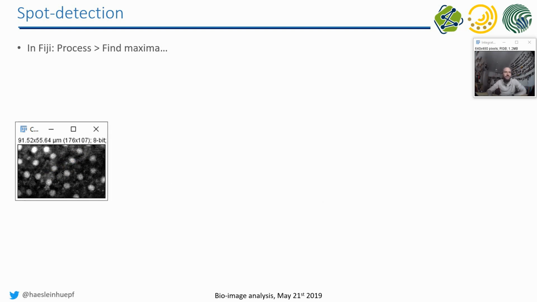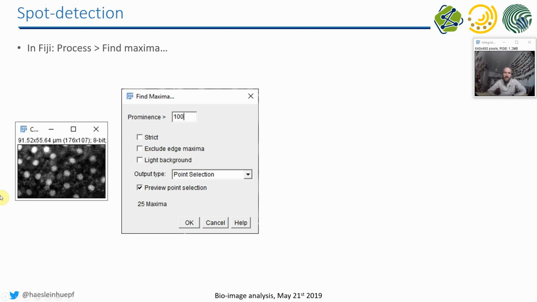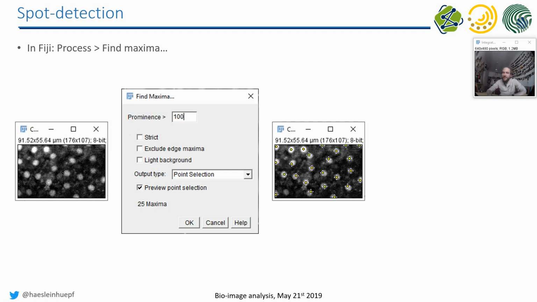In Fiji, for example, there's an algorithm called find maxima, where you enter the prominence. I think they recently renamed it. It was tolerance until a year ago, and then they renamed it. They now call it prominence, but it is basically the same parameter, a threshold. And depending on what value you enter, so here I entered 100, and you see that it draws these crosses on top of the objects I would like to recognize. If I enter 100, something reasonable comes out.